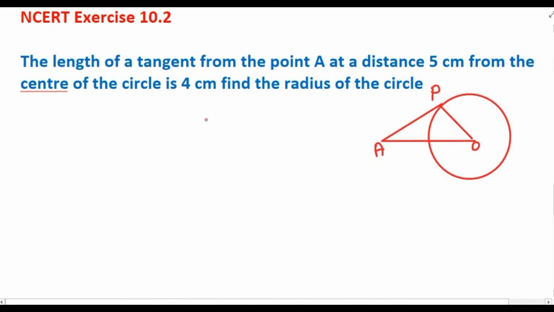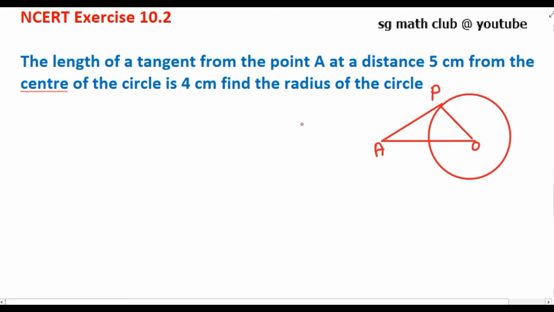We have already studied properties of tangent to a circle. In today's video, we will do some of the problems based on those properties. The first question is, the length of a tangent from the point A at a distance of 5 cm from the center of the circle is 4 cm.